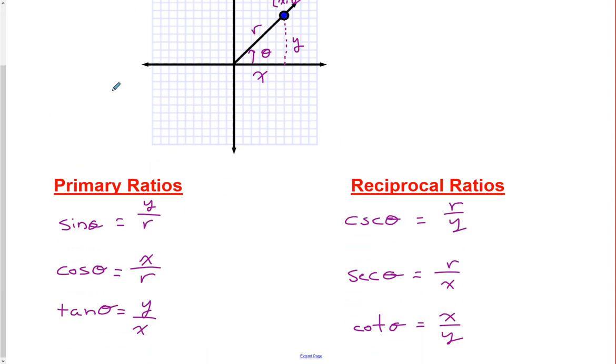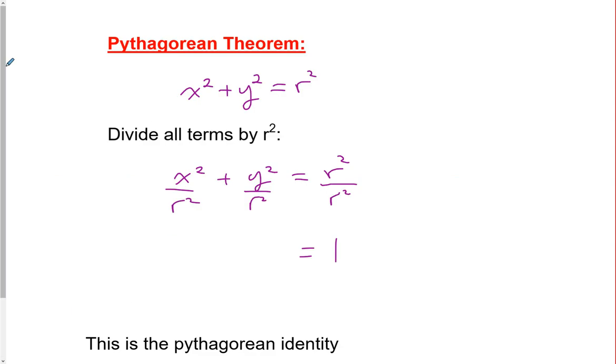Cosine of theta is x over r. So if x over r is cos theta, that means x squared over r squared is cosine squared theta. So that's just cosine of that angle squared. I can do the same thing for my y squared over r squared. That's just going to be sine squared theta.